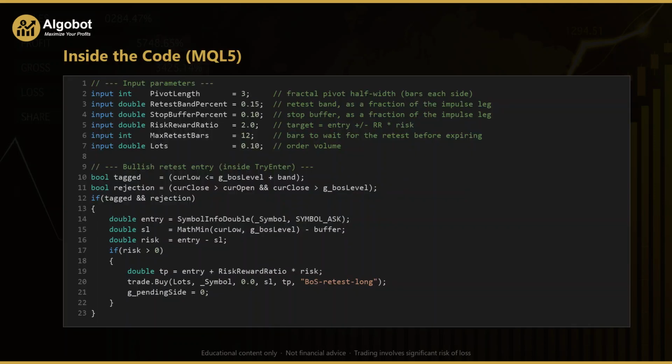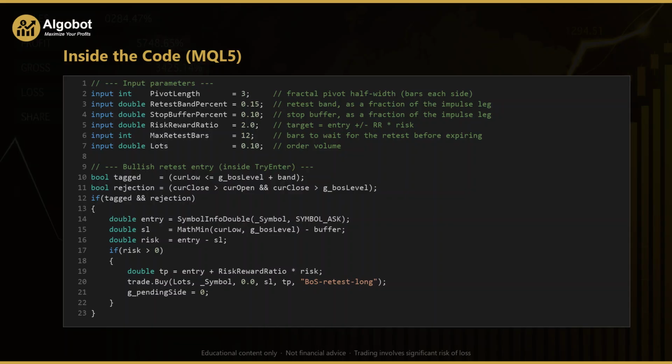Let's read through the actual MetaQuotes language code on your screen, just as you'd see it in MetaEditor. At the top, we have the input parameters. Pivot length, set to 3, controls how wide a swing pivot must be. Raise it and you'll get fewer but more significant structure points. RetestBandPercent, at 0.15, defines how generous the pullback zone is, measured as a fraction of the impulse leg.